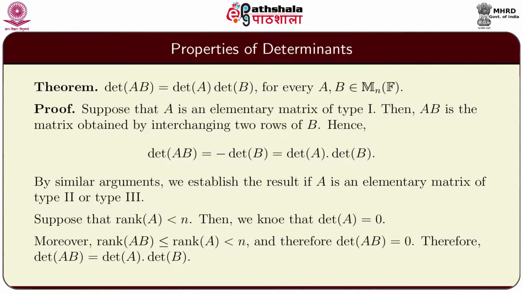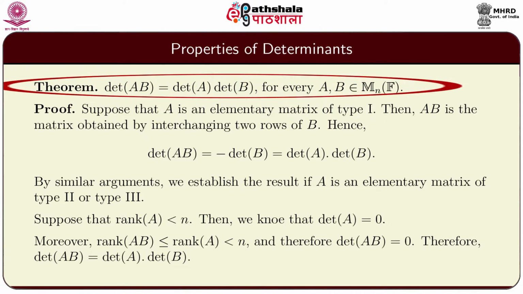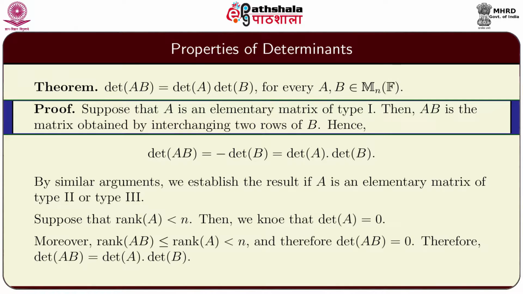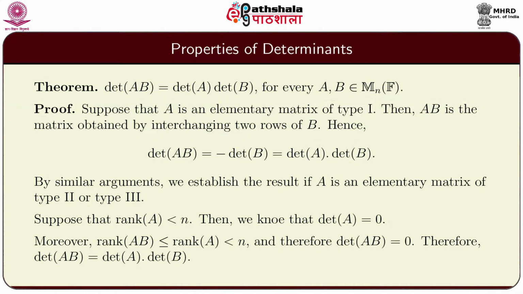Let us now prove this theorem, which says that the determinant function is multiplicative. That means determinant of AB is determinant of A times determinant of B for every n cross n matrices A and B over F. So, let us assume first that A is an elementary matrix of type 1, then AB, the product, is the matrix obtained by interchanging two rows of B.